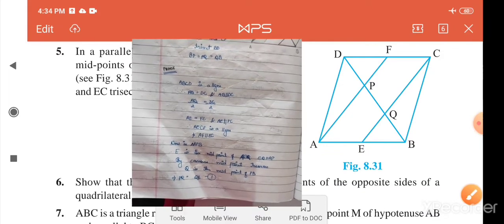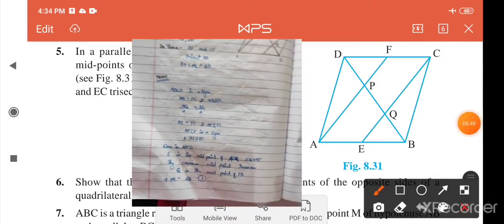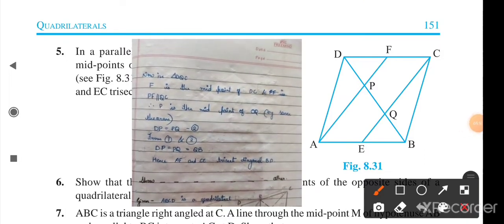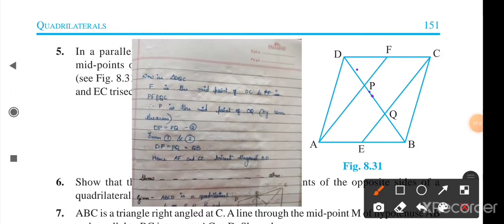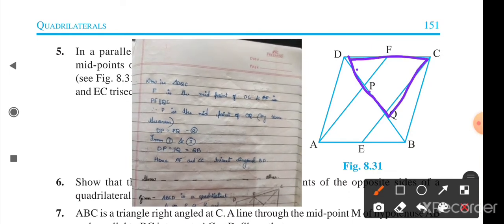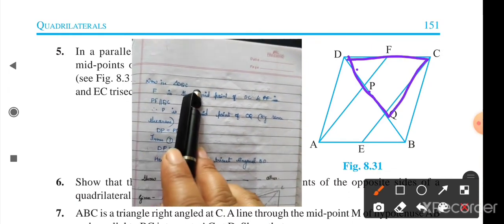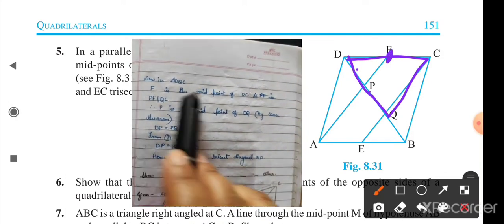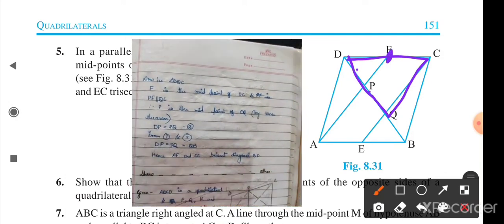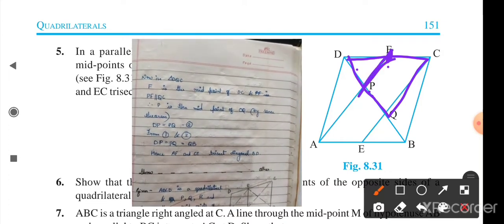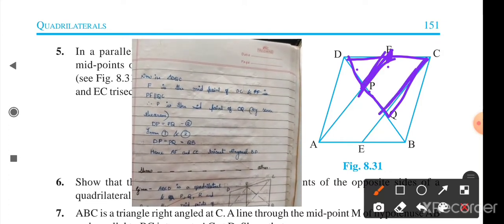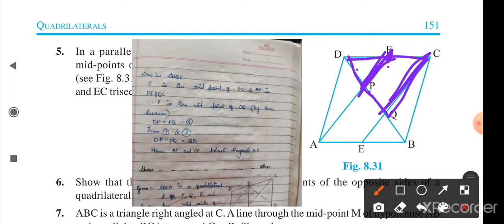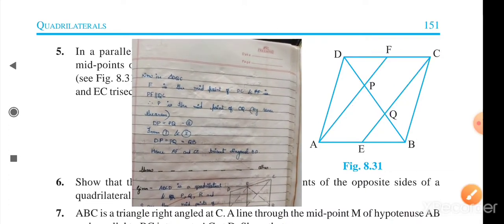Now moving to the next triangle, if you see the triangle carefully, the triangle DQC. In this DQC triangle, you can see that F is the midpoint. It is given in the question. And we know that FP is parallel to CQ. CQ, we have already proved it because this AECF is a parallelogram.